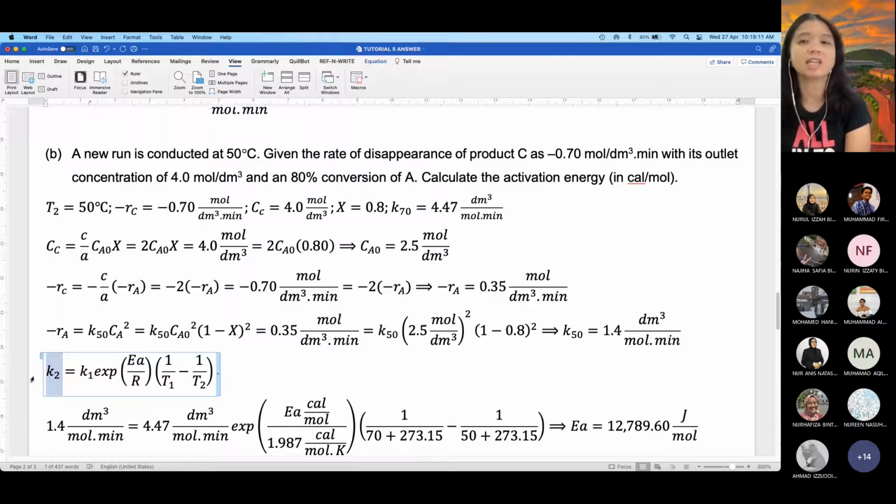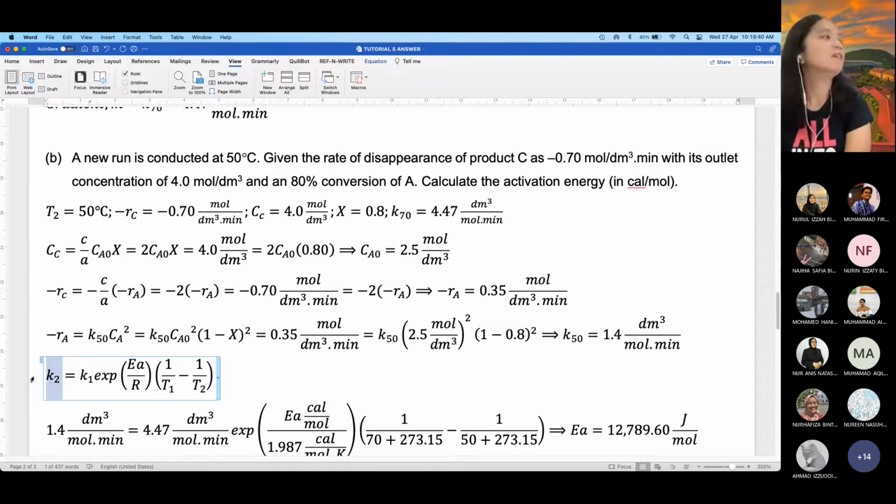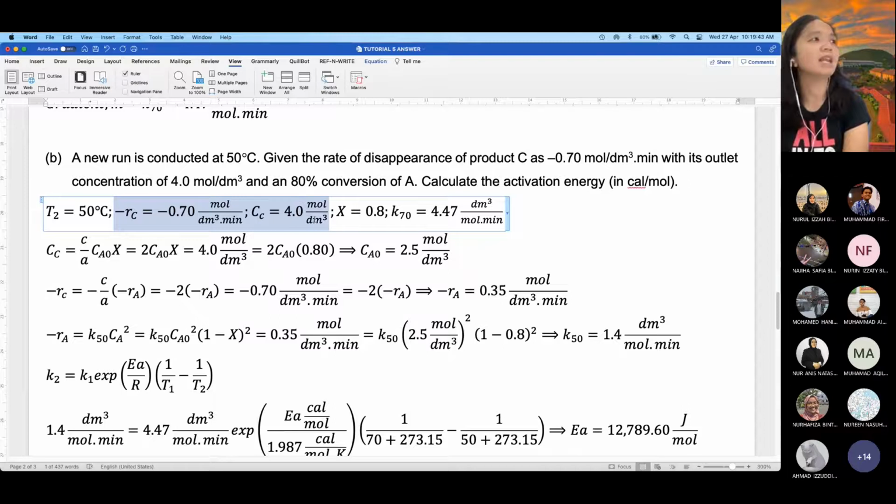So the challenge here is that we get stuck on this equation. We have settled everything except K at 50. Because we have K1, T1, K2, T2 and want to find EA. I already know K1, T1. I already know T2. I don't know K2, which is K at 50 Celsius. So then you have to think back. How do we find K at 50 Celsius? You have to think about how to use the information given.